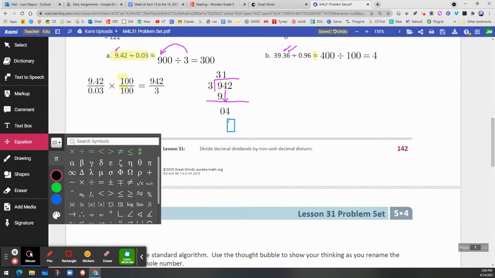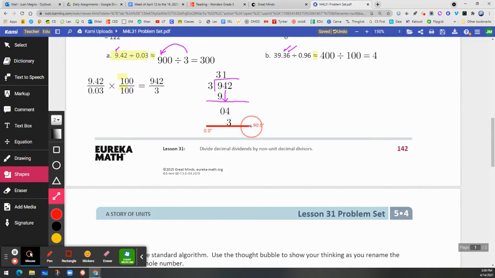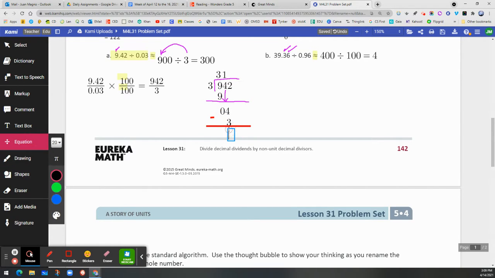And when you have that, you have a remainder. That's going to be a subtraction. So we're going to write the line right here. 4 minus 3, and the answer is 1. However, we still have one more number that has not been divided, the number 2. And the number 2 is going to be regrouped with the 1.